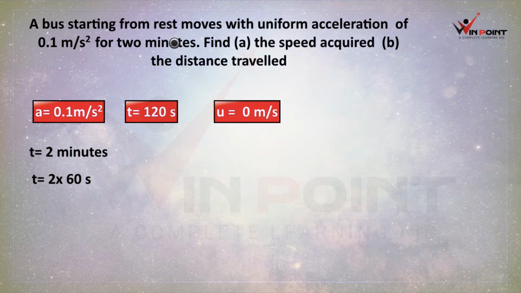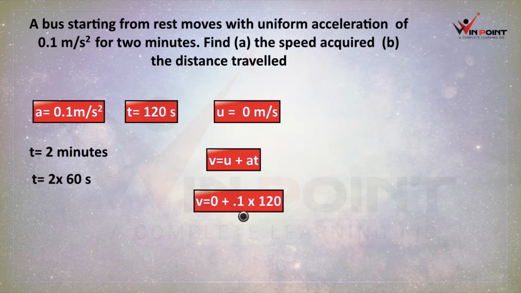A bus is starting from rest. So the value of initial velocity u will be 0 meter per second. We can find speed using this equation, v is equal to u plus at. Just substitute all the values: 0 plus 0.1 into 120. Instead of u we can give 0, instead of a we can give 0.1, and instead of t we can give 120. It will be 12 meter per second.